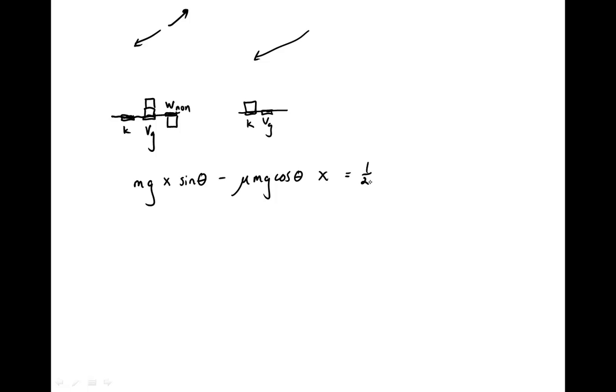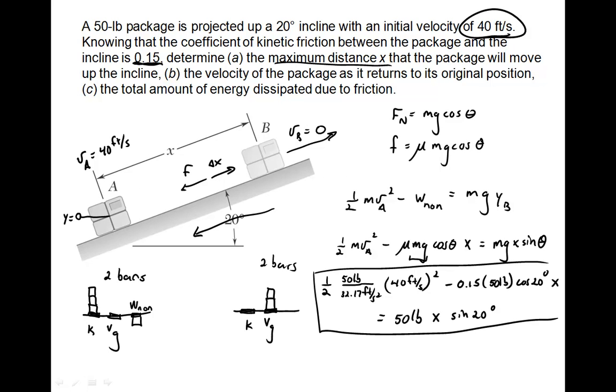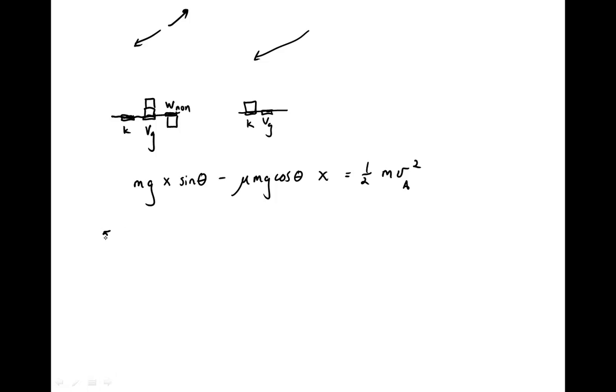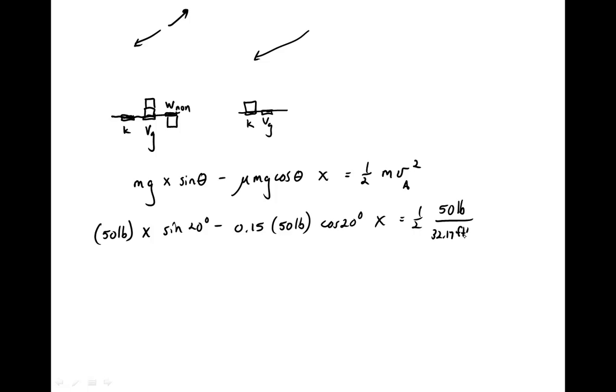And that's going to equal 1/2 the mass times the velocity at A squared. Now this is not going to be the 40 feet per second I started with. It's going to have lost a certain amount of kinetic energy, so it's going to be slower. If I put in numbers, I'm going to get 50 pounds times x, which I know from the first one, sine 20 degrees, minus 0.15, 50 pounds, cosine 20 degrees, times x, which I know from part A, equals 1/2 50 pounds over 32.17 feet per second squared, times the new velocity at A squared. Keep in mind, I know this and I know this. The only thing I don't know in this equation is right there.